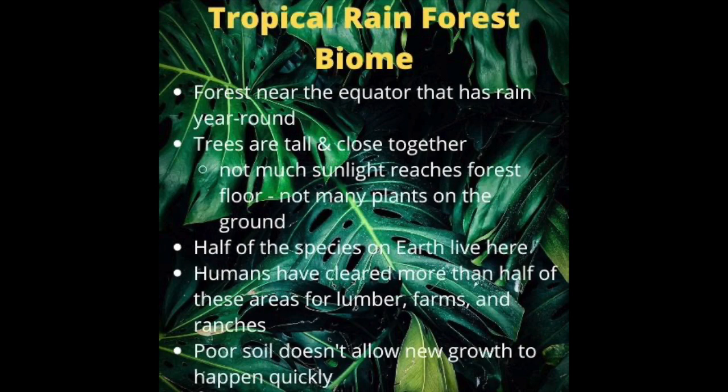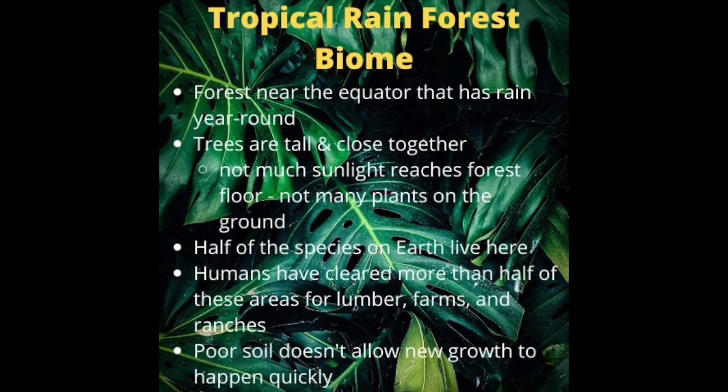In these tropical rainforests, the trees are super, super tall and they're very close together, which creates something called a canopy. And that canopy doesn't allow very much sunlight to actually reach the floor of the forest. And so there aren't very many plants that typically grow on the ground in a tropical rainforest.